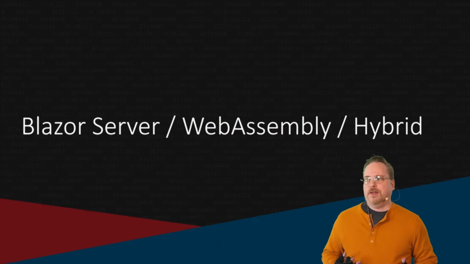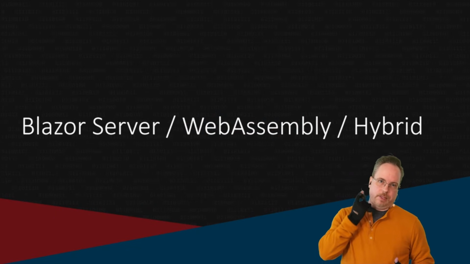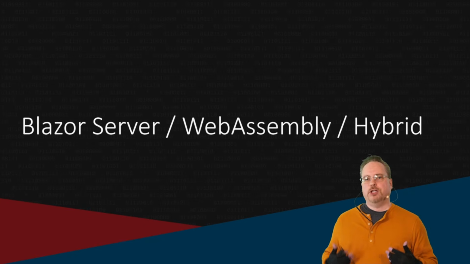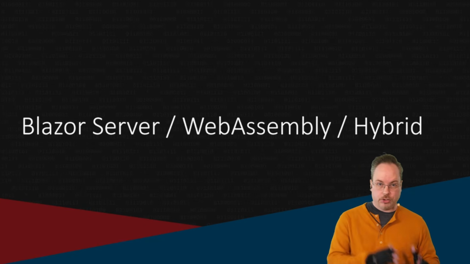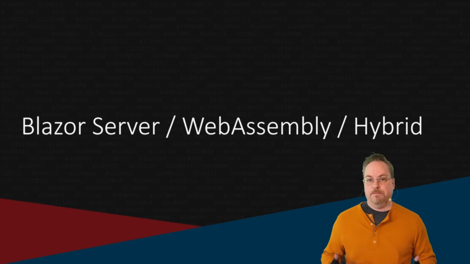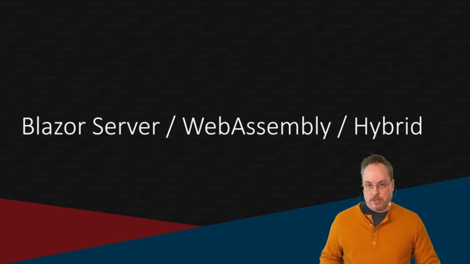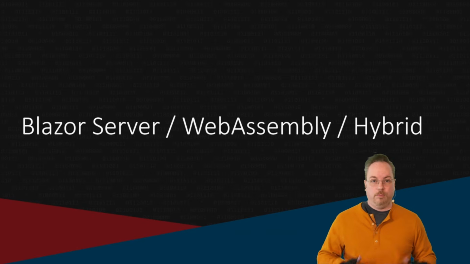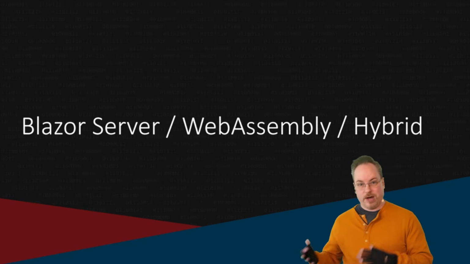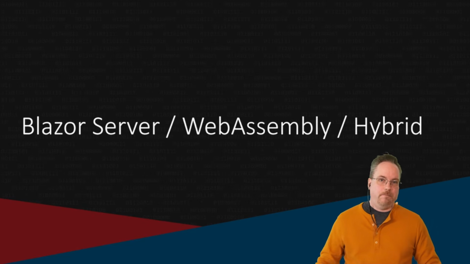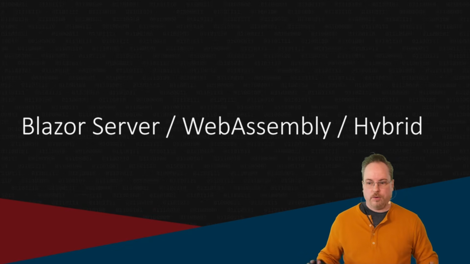The first version that Steve showed was WebAssembly, but the first version that was actually released was Blazor Server. And that is still the most used version of Blazor. So there are 3 interactive render modes, and that is Blazor Server or Interactive Server. We've got Blazor WebAssembly or Interactive WebAssembly, and then we have Blazor Hybrid. I'm going to talk about all of these as well.